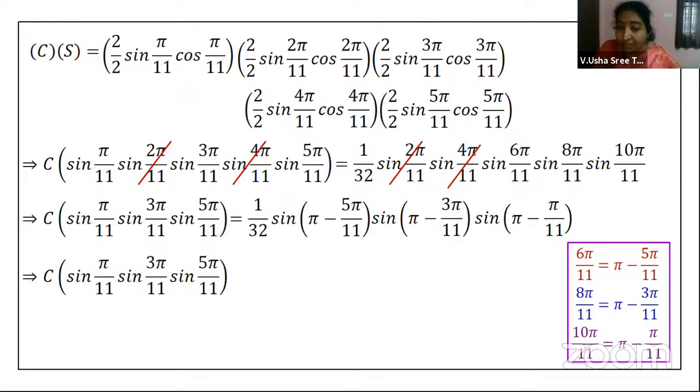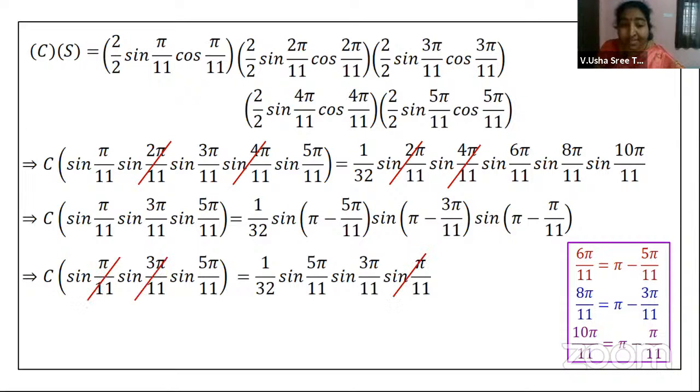Now, your LHS is not changing. Look at the RHS part. Sine of 180 minus theta is sine theta only, with a positive sign because it is in the second quadrant. So you have it as 1 by 32 sine 5 pi by 11, sine 3 pi by 11 and sine pi by 11. Now just look at this, children. The terms, they are getting cancelled. Are you getting the similar terms?